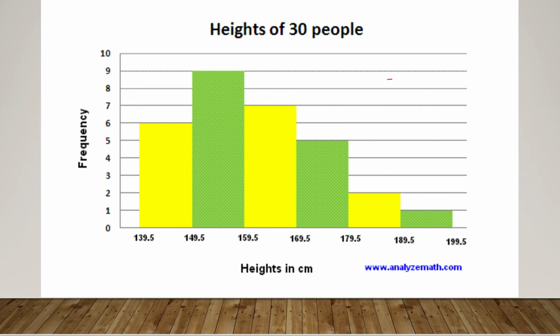Take for example this particular bar right here. The way I would interpret that bar is I would say that there are 9 people, and I'm getting 9 because the height of the bar is at 9. So there are 9 people that have heights between, and I look at the bottom, 149.5 and 159.5.